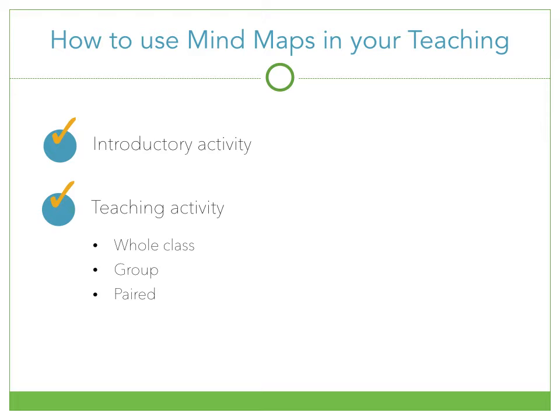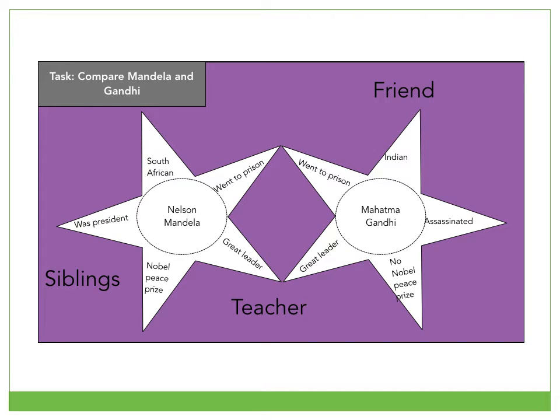You can use the mind maps as a teaching activity, and this can be done as a whole class, in pairs, or in groups. And an example of this is to compare Nelson Mandela to Mahatma Gandhi. And again, they go off and do research, or you give them the information, and they need to complete the mind map in making a comparison between Mandela and Gandhi.